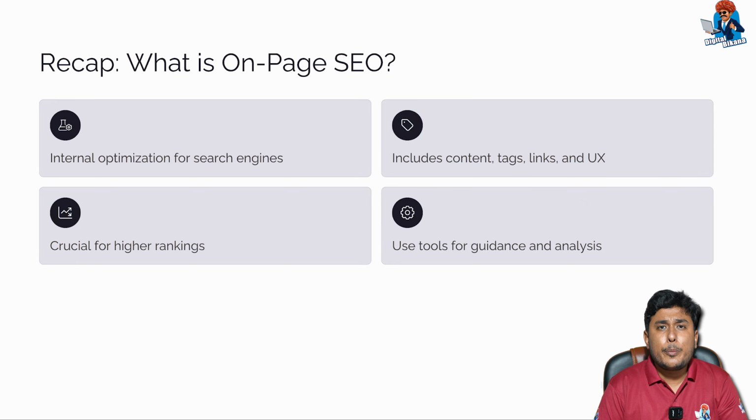To recap, on-page SEO is all about optimizing your content, HTML, and layout to make your site more relevant and readable for both users and search engines. When done right, it can significantly boost your search engine rankings and engagement.